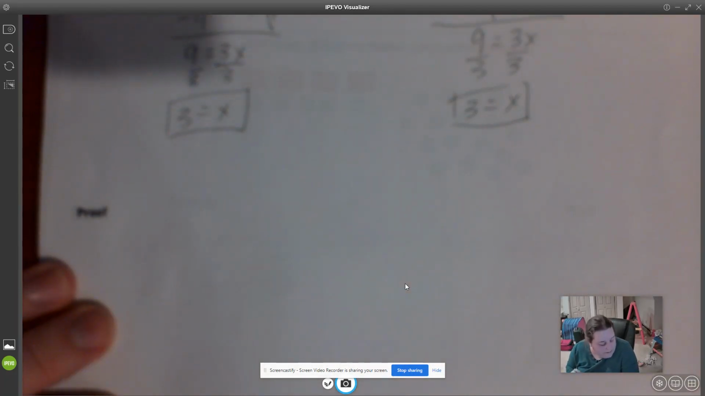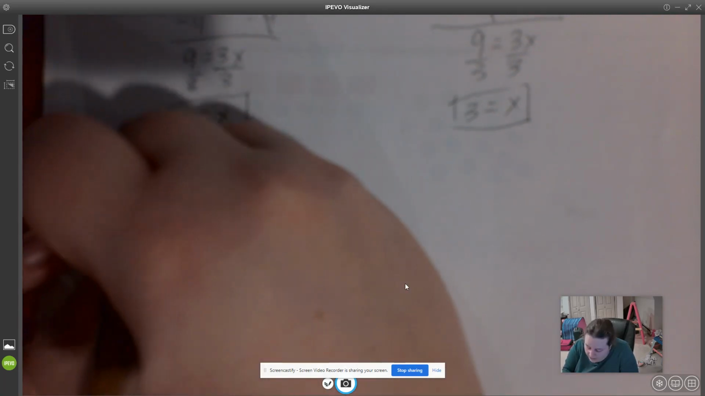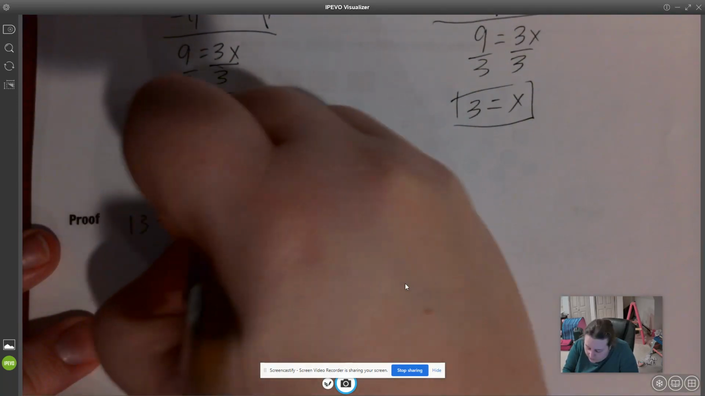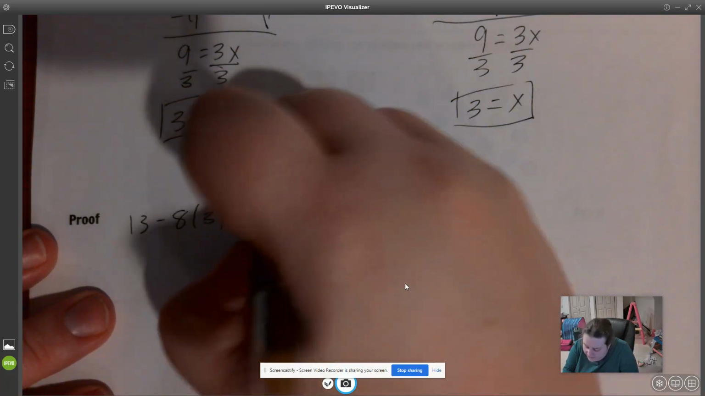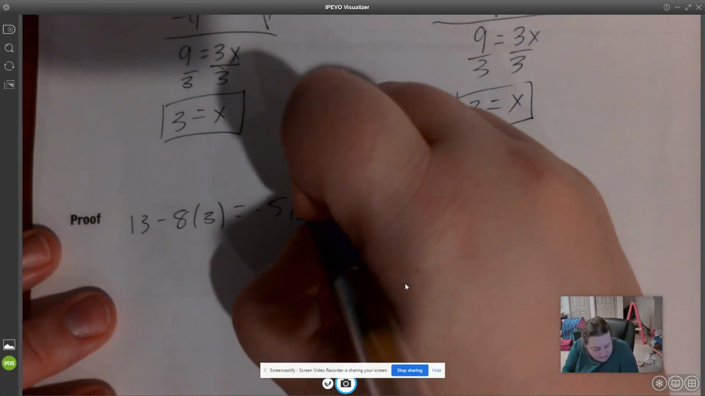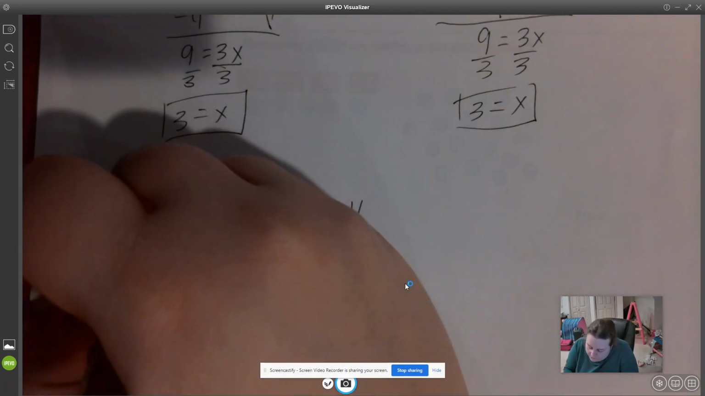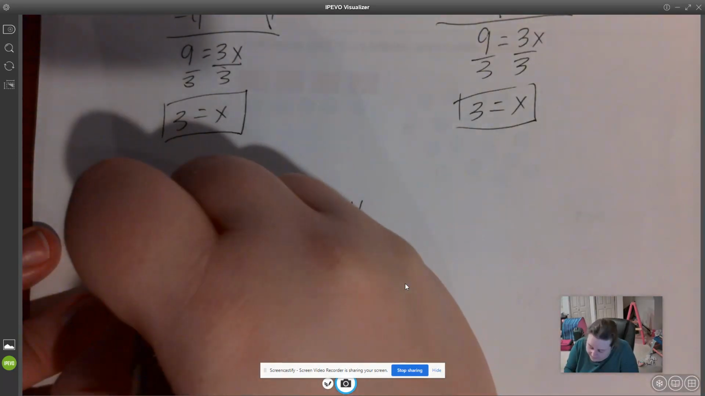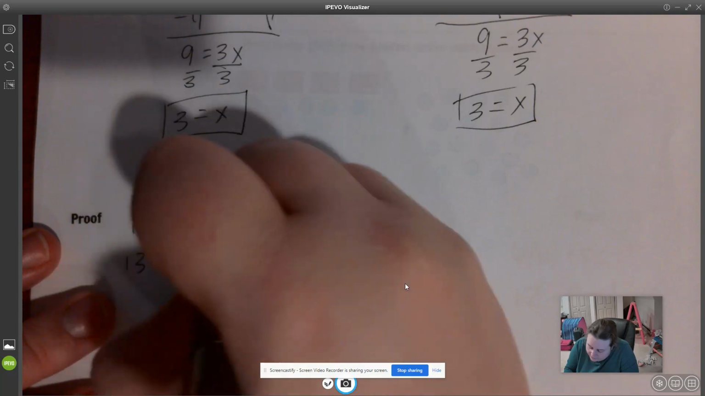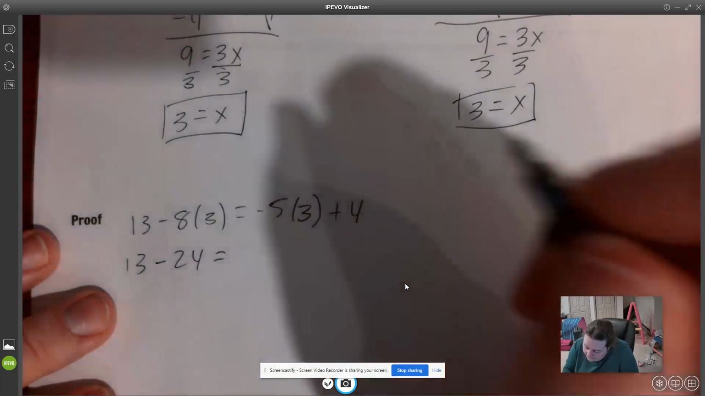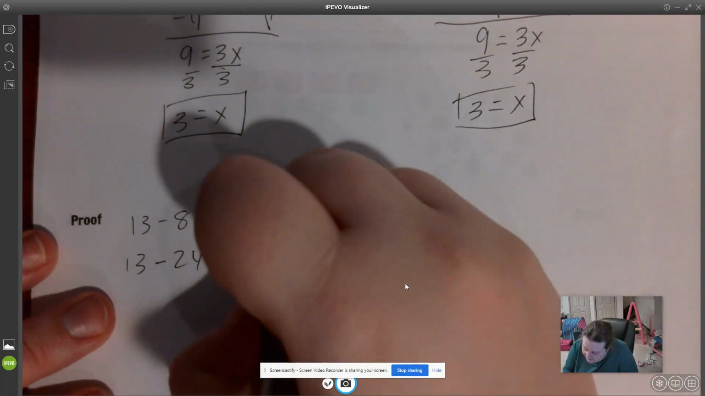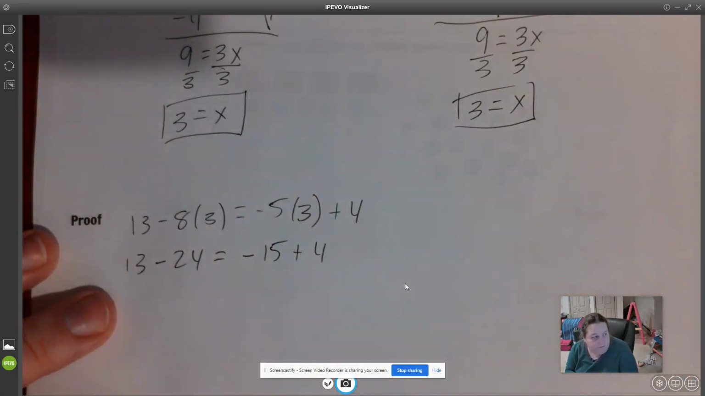And just to prove that these equations work, I'm going to replace x wherever I see it with 3 to show you that this equation is balanced. So I'm going to bring down the 13. Negative 8 times 3 is negative 24. Negative 5 times 3 is negative 15, plus 4.